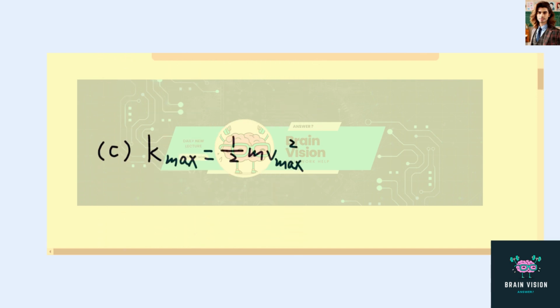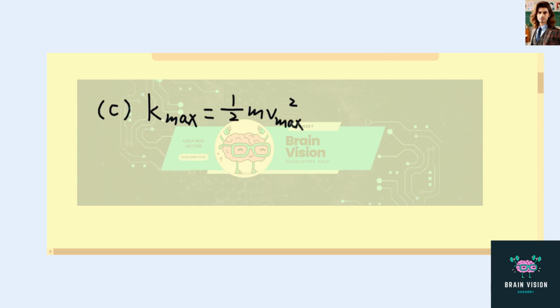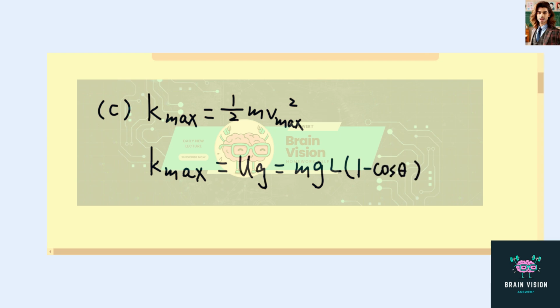For question C, in order to determine the maximum speed, we need to find the maximum kinetic energy. When the kinetic energy is at a maximum, all the gravitational potential energy has been converted to kinetic energy. So if kinetic energy is maximum, the speed is at its maximum as well. When the kinetic energy becomes maximum, it equals the initial gravitational potential energy, which is mgL times 1 minus cosine theta, due to the energy conservation law.